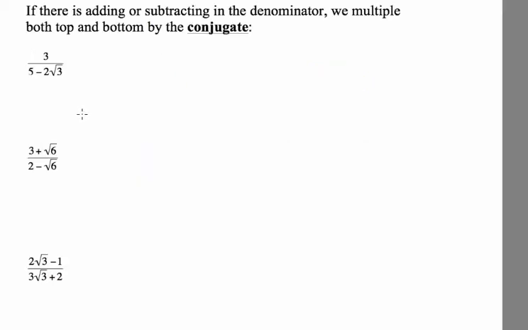If there's adding or subtracting in the denominator, we multiply both the top and the bottom by the conjugate. It's a different way of rationalizing the denominator. So I'll talk about what the conjugate is. 5 minus 2 root 3. To find the conjugate of that, you just take the same thing, except you put a plus in there. 5 plus 2 root 3.